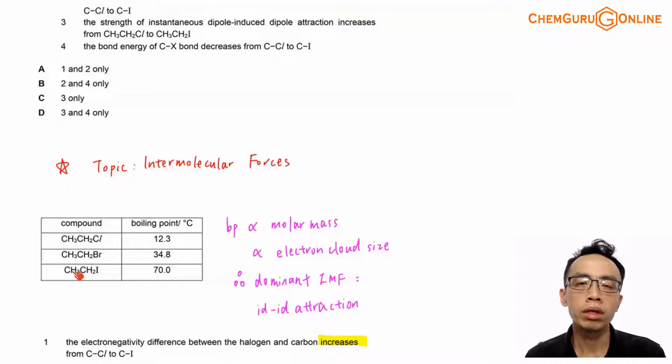And if you think about all the intermolecular forces that we have, which one will be directly proportional to the electron cloud size? It is the instantaneous dipole-induced dipole interaction. Based on this information, we already know the dominant intermolecular force should be ID attraction. Some of us will call this van der Waals forces or dispersion forces, but for this video, I'll just refer to this as ID attraction or instantaneous dipole-induced dipole attraction. So let's take a look at each of these statements and see which of them are correct and relevant to comparing the boiling point for these three compounds.